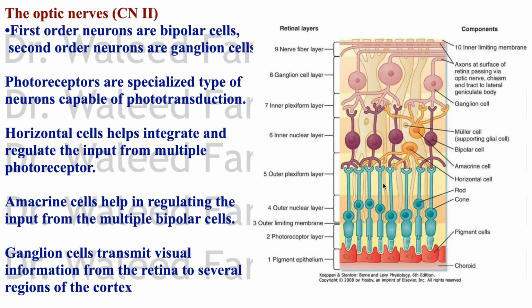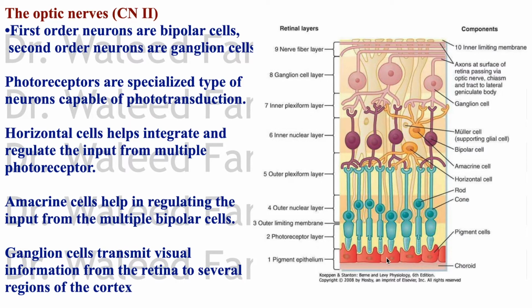Rods and cones. We have a bunch of cells that regulate the outflow, like the horizontal cells, which help integrate and regulate input from multiple photoreceptors, as you can see here, and the amacrine cells that regulate the outflow of the bipolar cells. And the axons of ganglion cells are the ones that form the optic nerve. This is the inside of the retina.